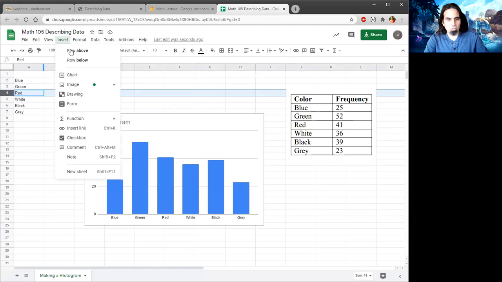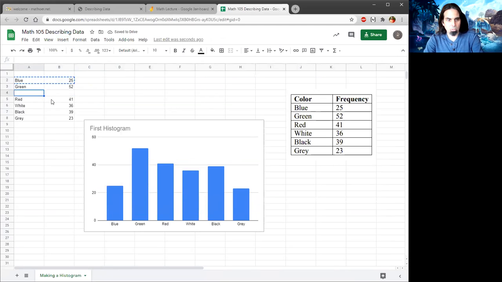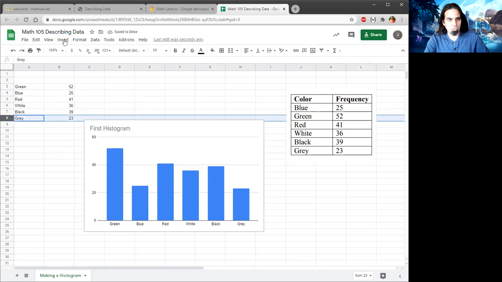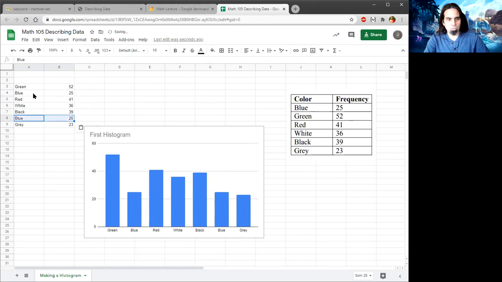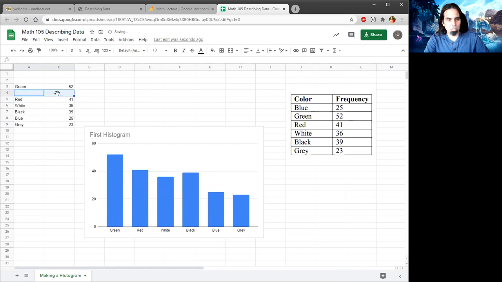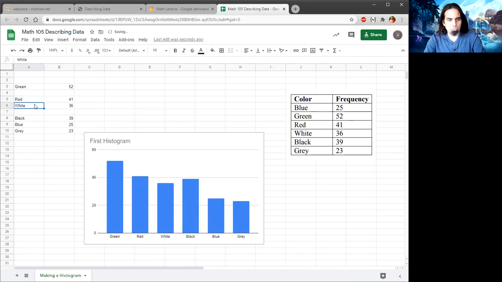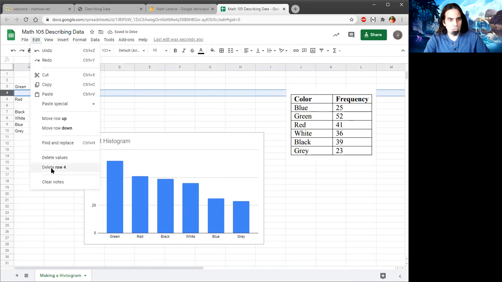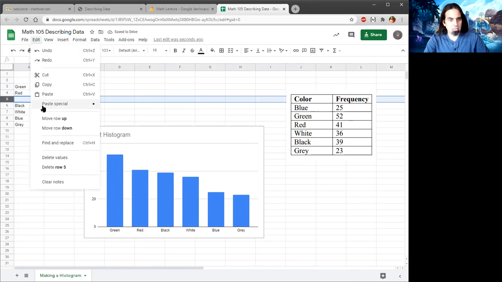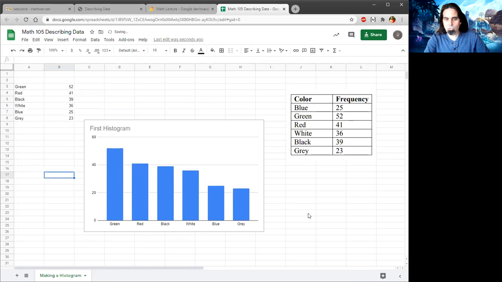What could we do? I'm going to insert a row above and move that one down. Nope, still not fixing it. That one needs to be way over here. Insert row above. Ta-da. Oh, still not a Pareto chart. You need to get rid of blue twice. White needs to scoot over a little. Insert row above. Delete that row. Delete that row. Okay, now we have a Pareto chart that's sorted from tallest to shortest.